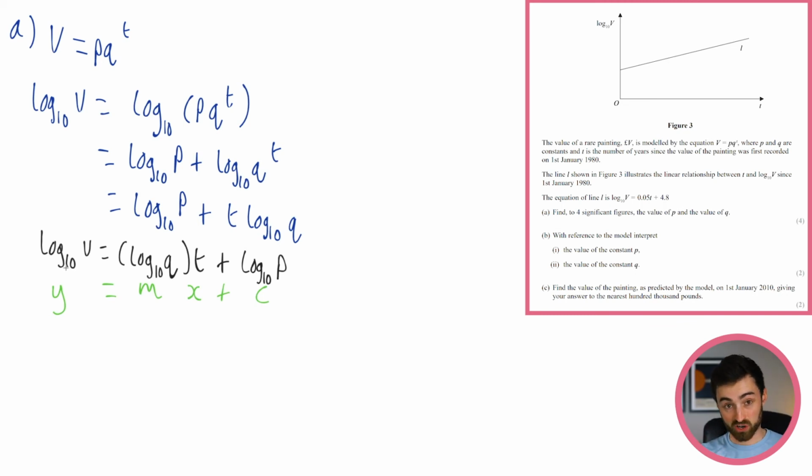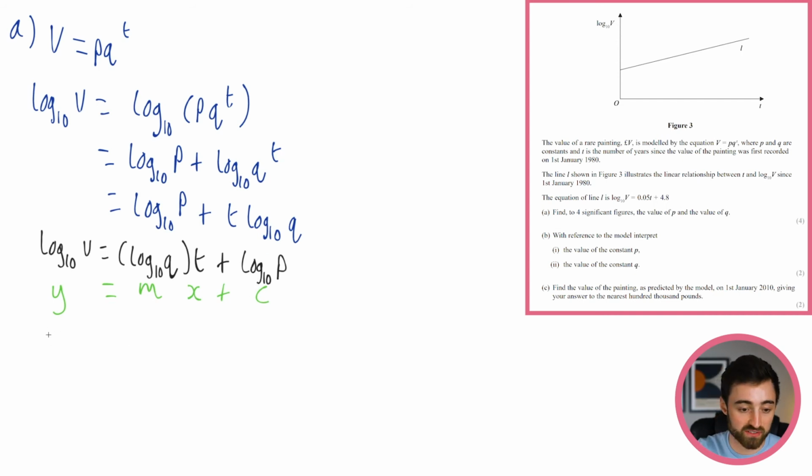Log 10 of v, if you look at the graph, that's my y value. That's what I'm plotting on the y-axis. X, well, t, that's what I'm plotting on the x-axis, the horizontal one. Meaning that this is going to be a straight line. My value of m, my gradient, is just going to be log 10 of q. And my value of c, my y-intercept, is going to be log 10 of p. And we know this because, look, we're even told the equation of the line, aren't we?